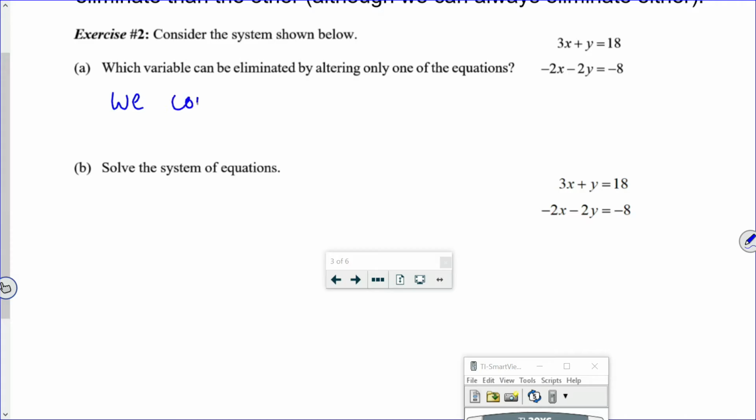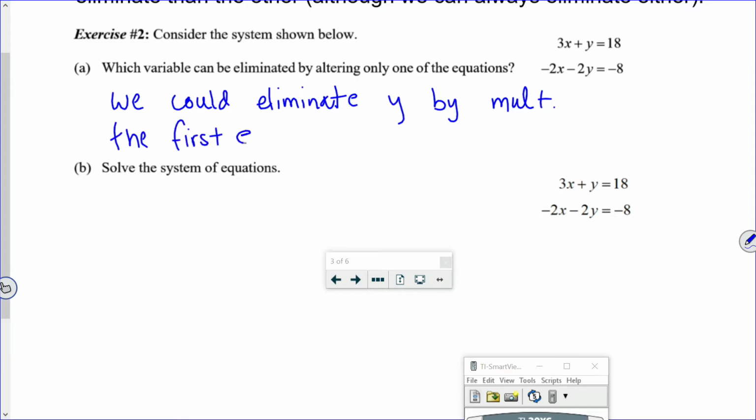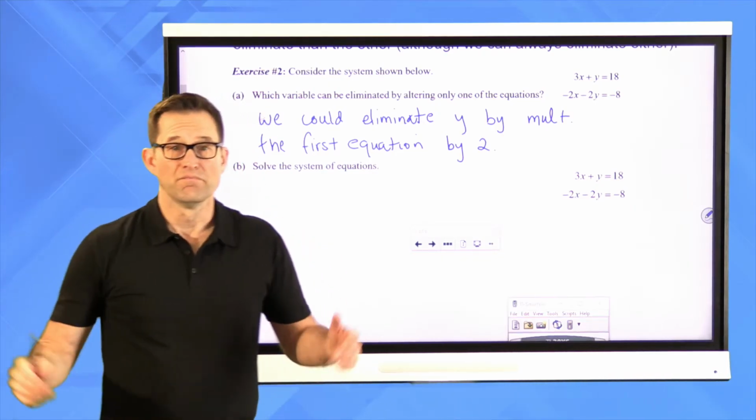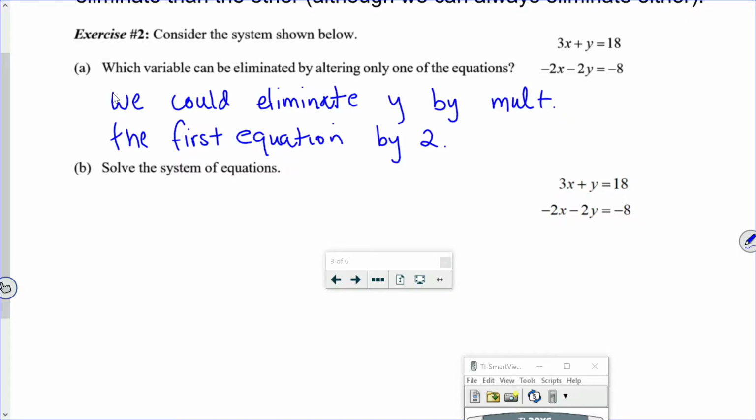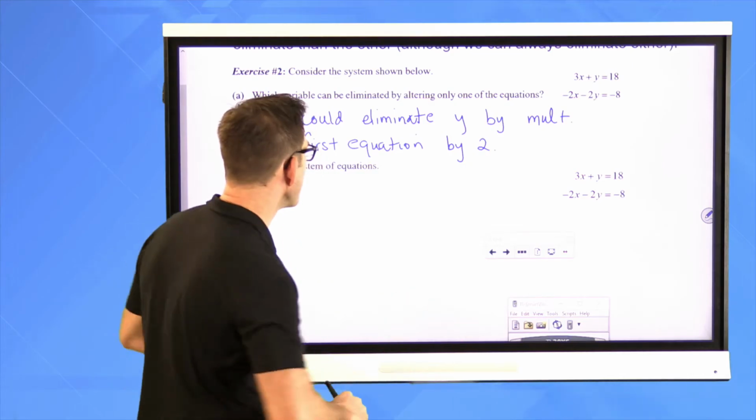We could eliminate y by multiplying the first equation by 2. All right? So, letter B, solve the system of equations. All right, let's do this one again together, so that you can get a little bit more practice.